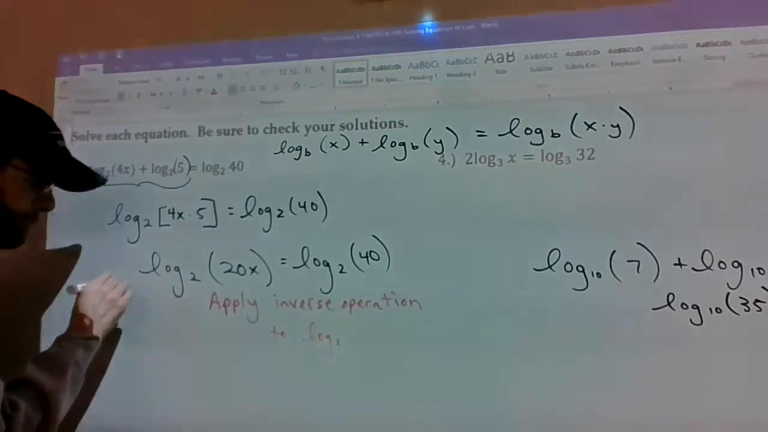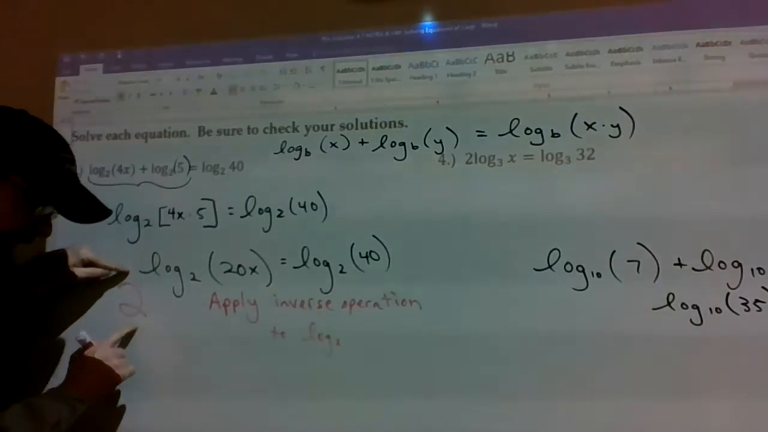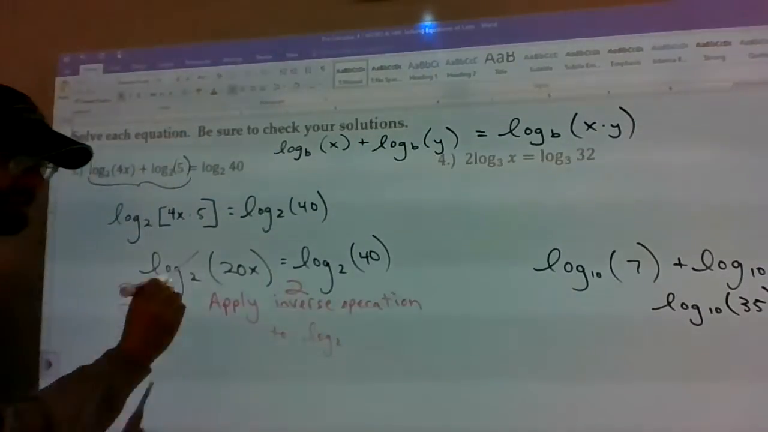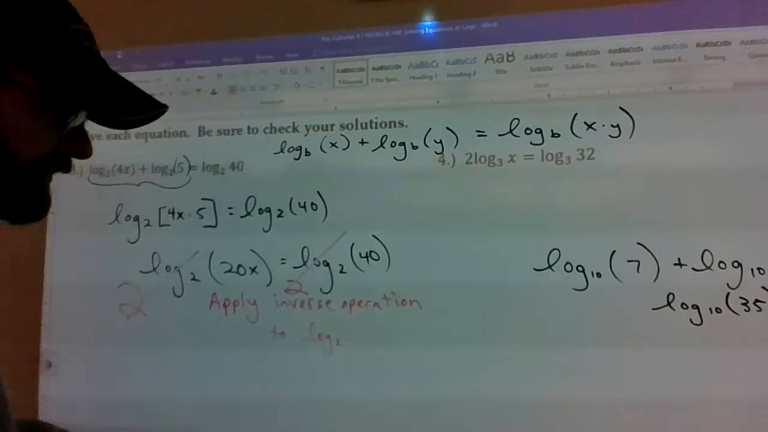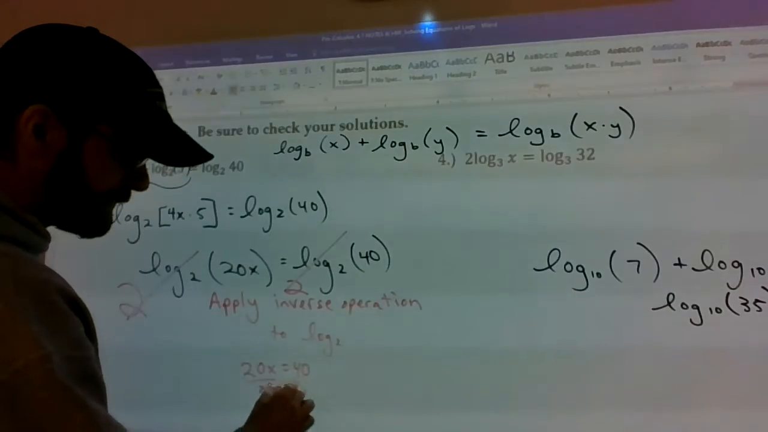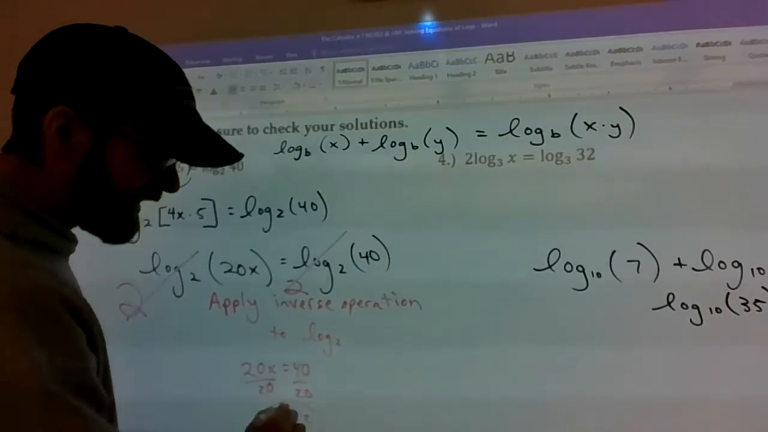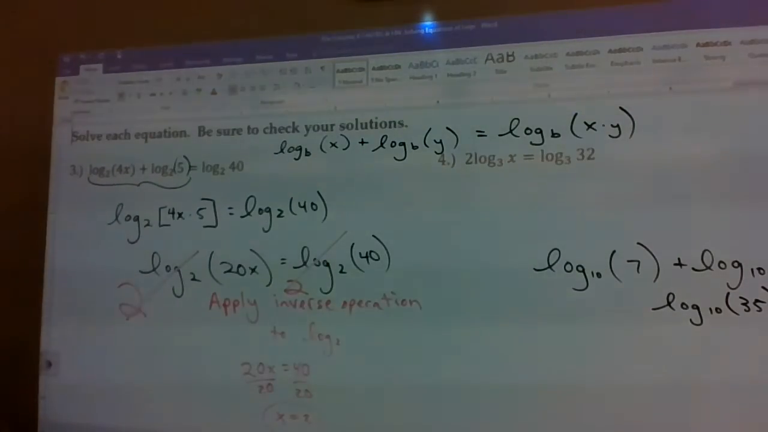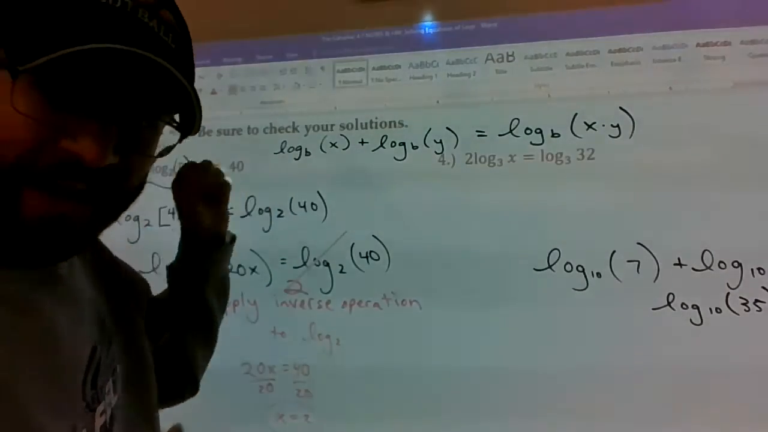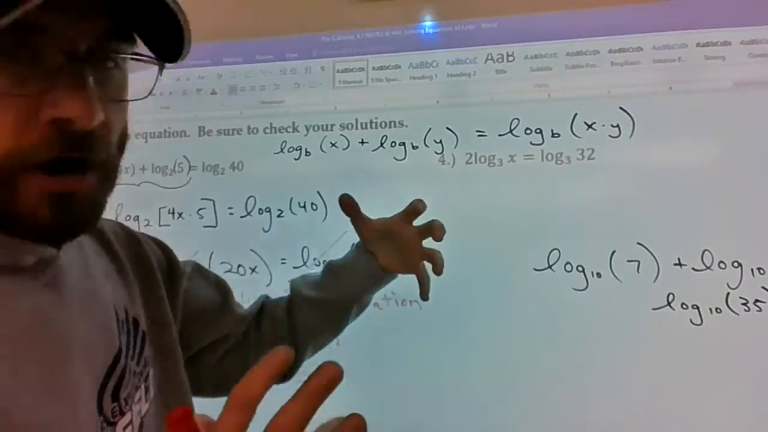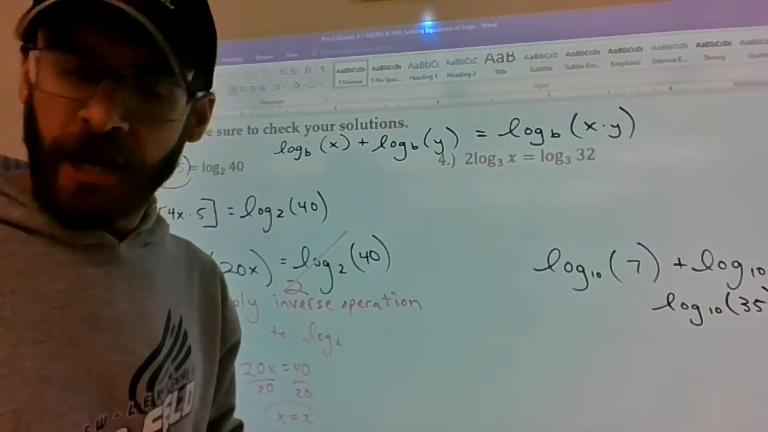So if I apply 2 now as the base of an exponential on both sides, these cancel each other out, and you're left solving the equation 20x equals 40. Which is pretty simple. You just divide both sides by 20 and you get x equals 2, and that ends up being the final answer. So keep in mind that you need to have this property handy. If the bases are the same, you can combine each element of the log through multiplication. Let's check out number 4 now.